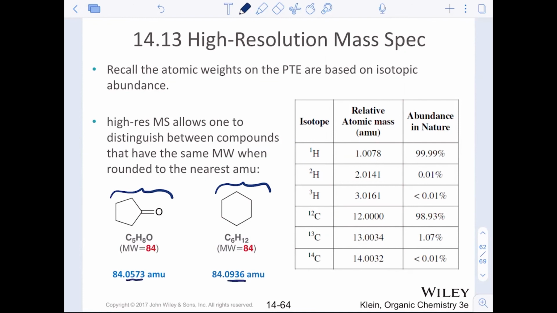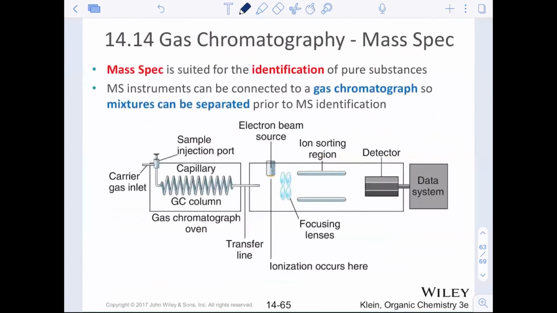We would not be able to distinguish these two in a typical low-res mass spec. You would need a high resolution mass spec, right? So things that have 4 decimal places or more. And again, I kind of hinted towards this. You usually tie mass spec in with something else.